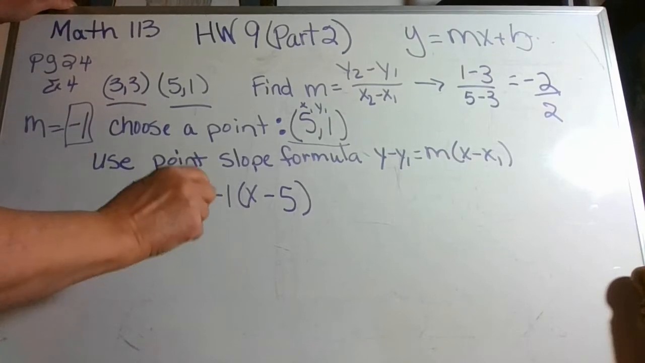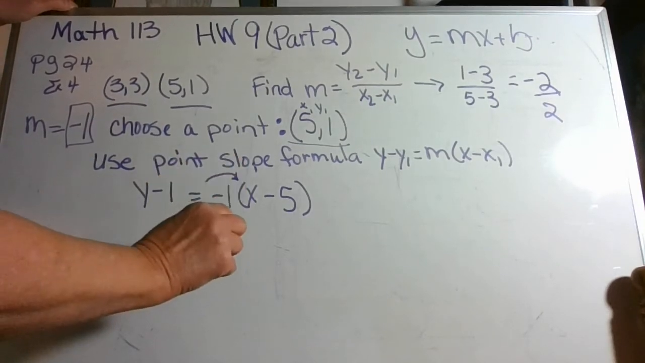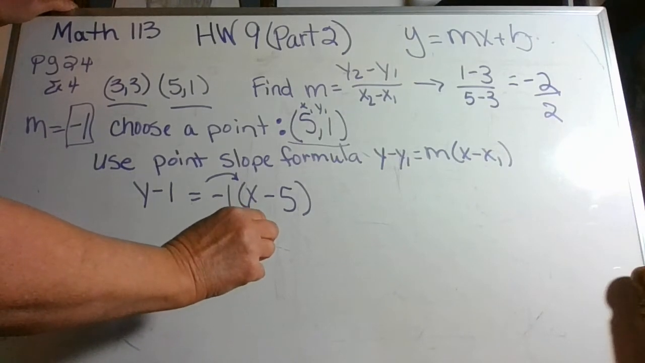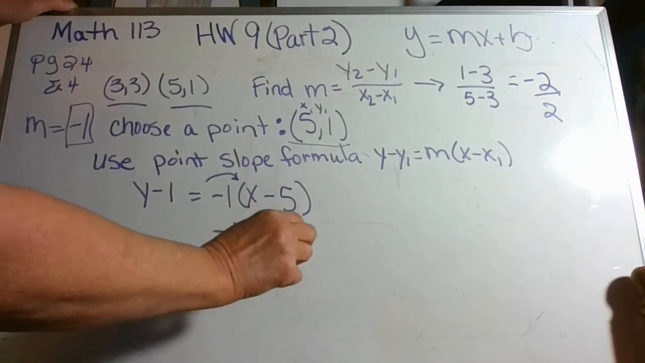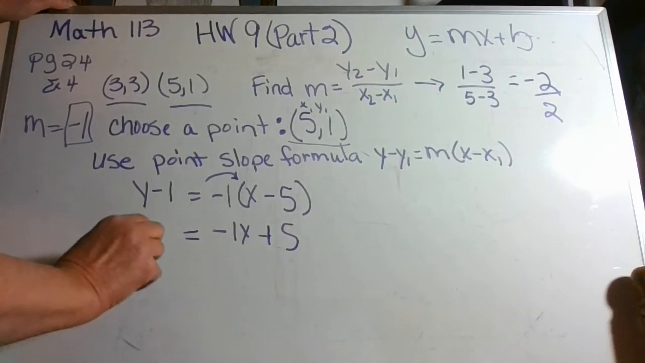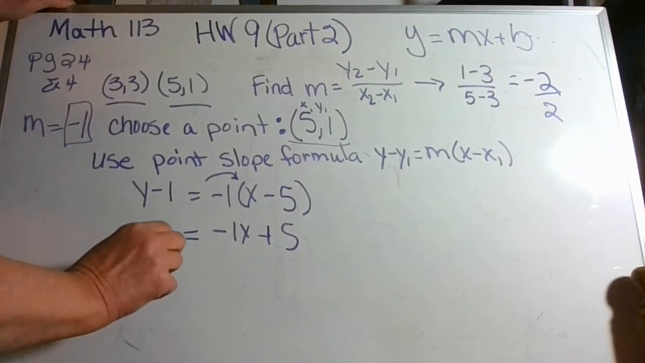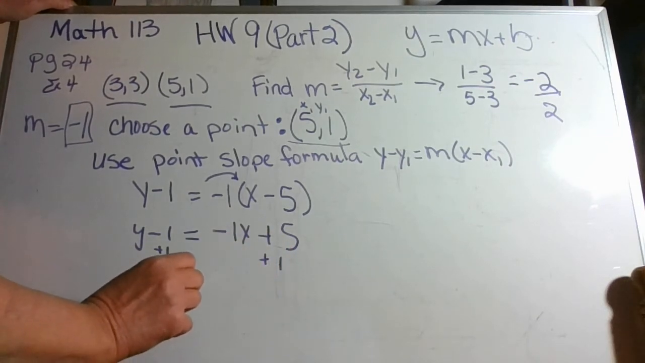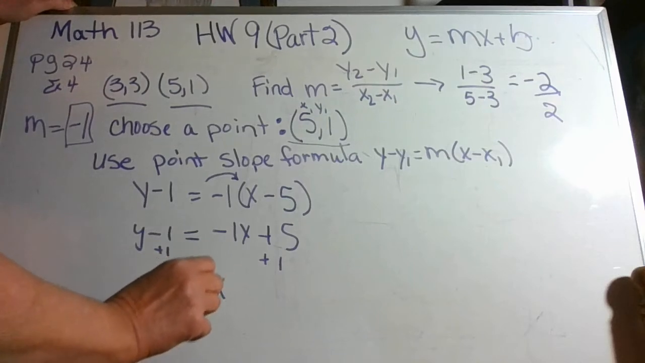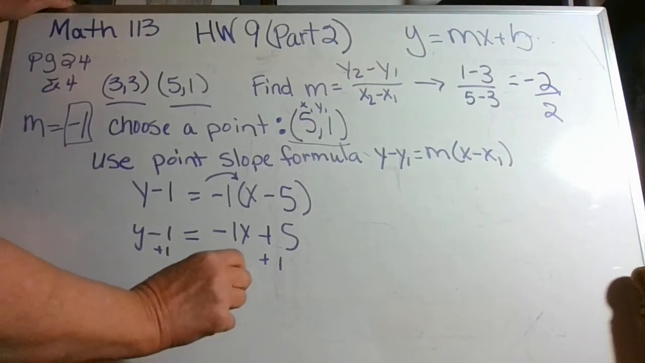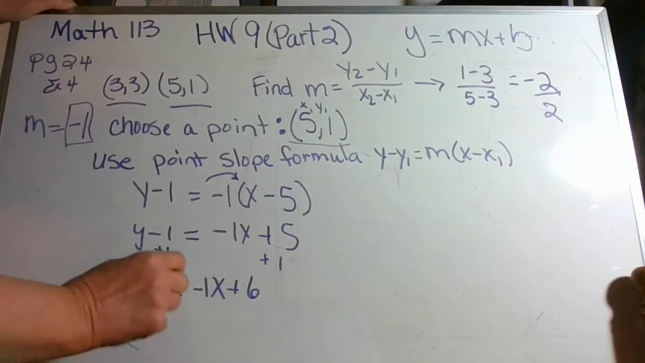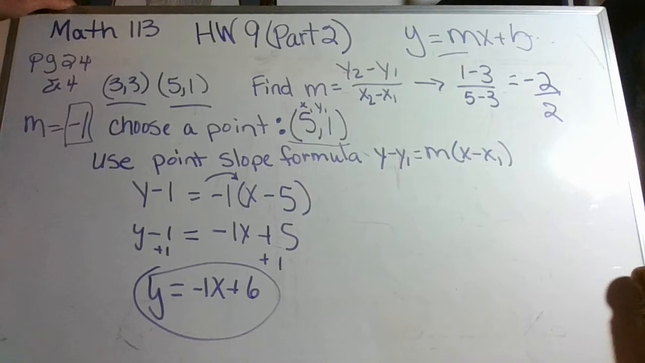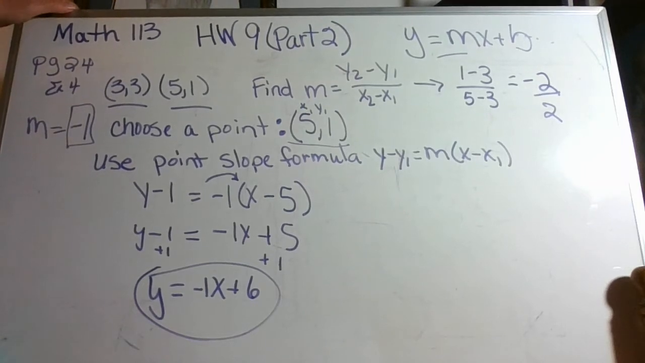Okay, the next thing I'm going to do is distribute. It's going to be negative 1x plus 5. And that equals y subtract 1. I'm going to add 1 to both sides. So now I have y equals negative x, or if you want to put the 1 there, that's fine, plus 6. That is your answer because it's in the y-intercept form, slope-intercept form.